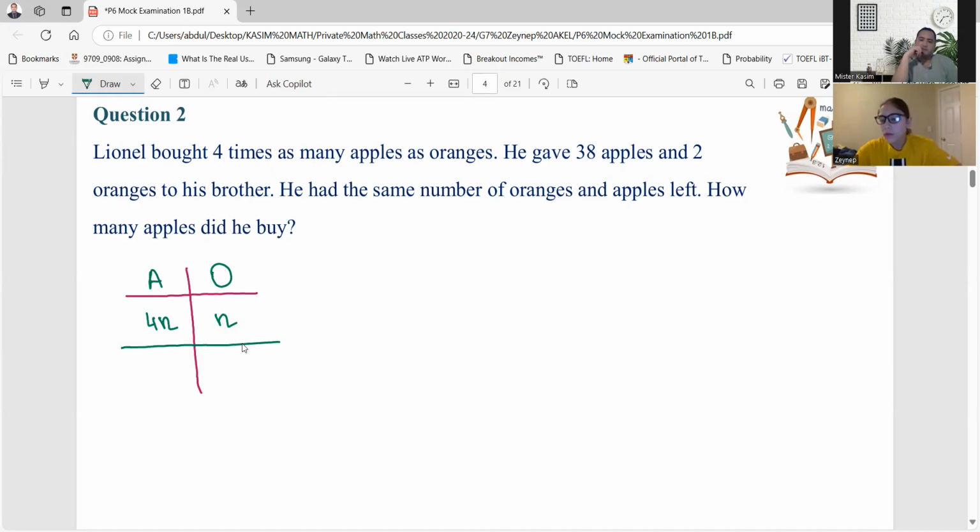And after that, he gave 38 apples and 2 oranges to his brother. So if he gave 38 apples, now he has 4n minus 38 apples left, right? And 2 oranges given away, so now he has n minus 2 oranges. And now the question says that he had the same number of oranges and apples left after this, right? How many apples did he buy?